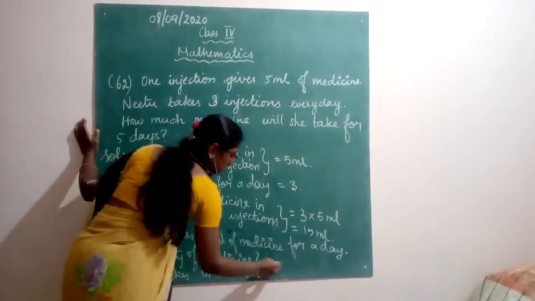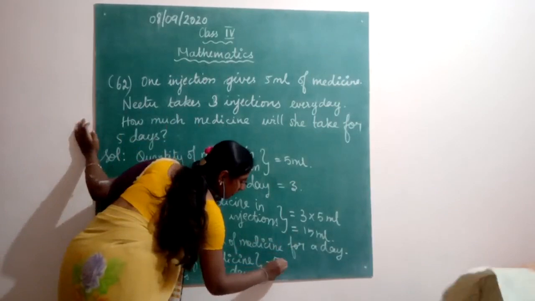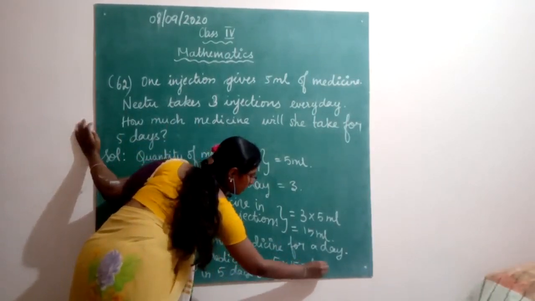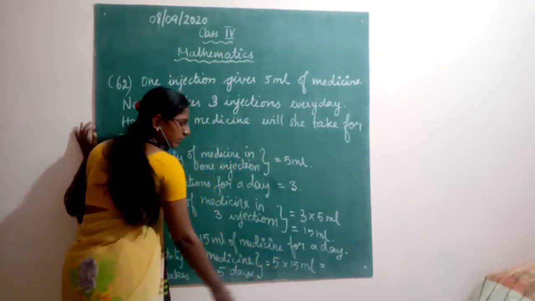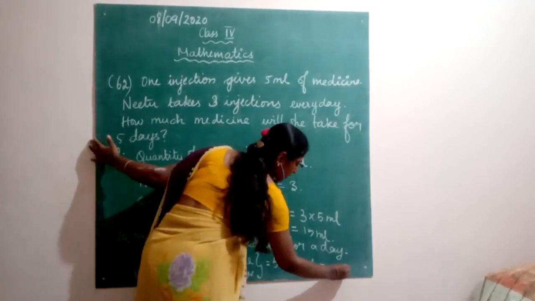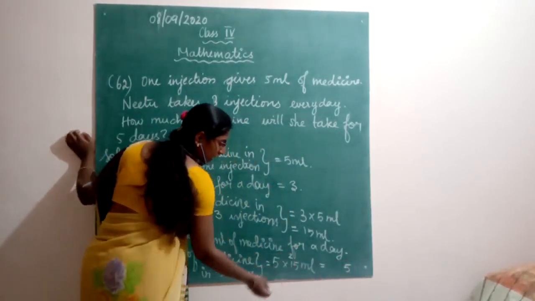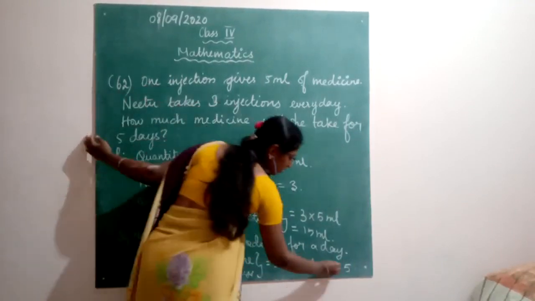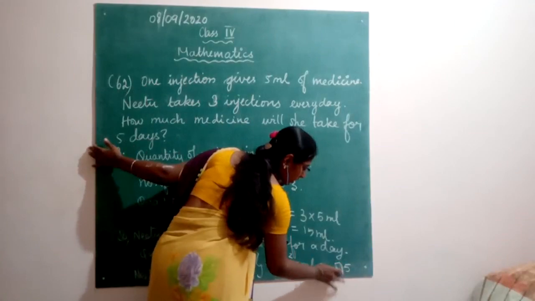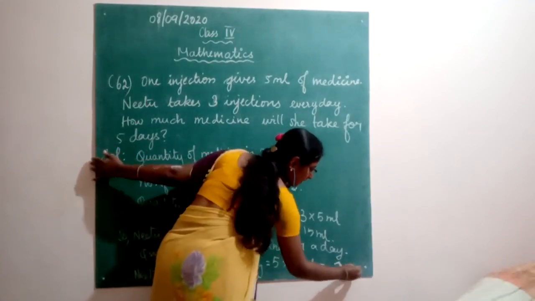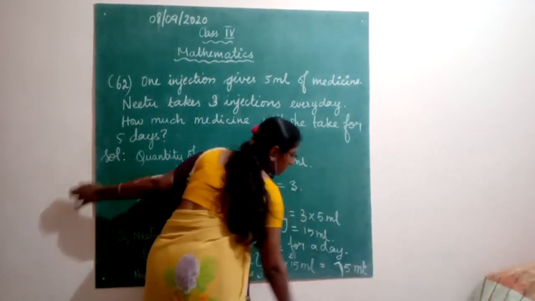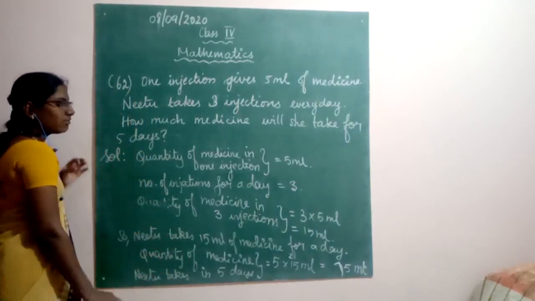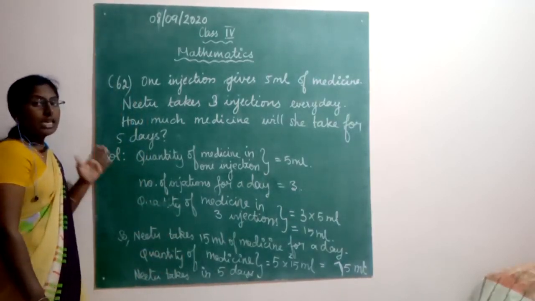For 1 day, if it is 15 ml, so 5 into 15 ml, and that is nothing but, how much is this? 5 into 5, 5 5s are 25. Okay. And 1 5s are 5. 5 plus 2, 7. So 75 ml. Is it clear? So Neetu is taking 75 ml of medicine for 5 days. Okay. Keep it in your mind.